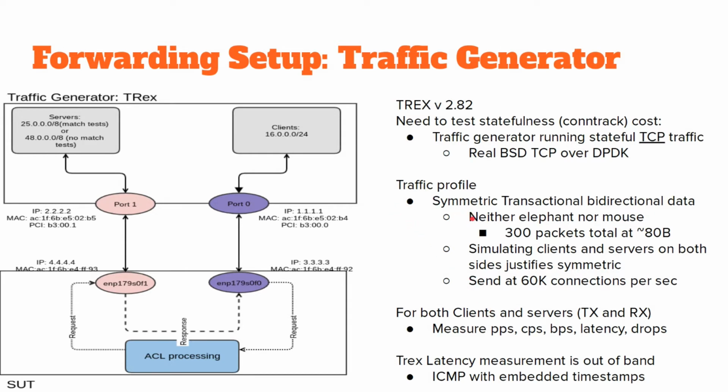We didn't want to run too many short flows, so we picked something in the middle. It's not an elephant, neither a mouse kind of flow. It had 300 packets, bidirectional. It was about 150 packets, about 80 bytes on each direction.